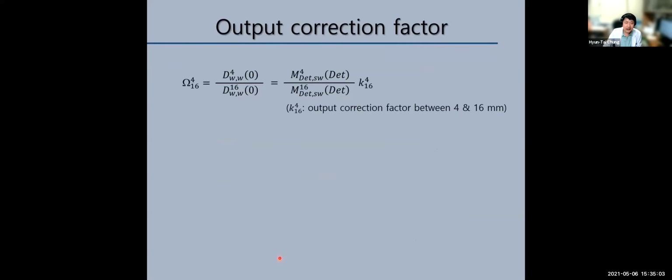Now, we need to think about the output correction factor. The output factor omega 4/16 is the ratio of these two doses. In order to have this, we need to measure the dose rate, but we cannot use the ratio of measured values directly because we know that we need a correction factor for small fields. This correction factor is called the output correction factor between 4 and 16 millimeter.